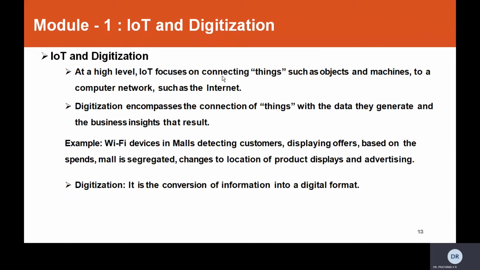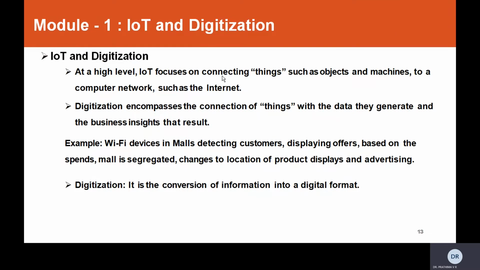At a higher level, IoT basically focuses on connecting things such as objects, machines, computer networks, and the internet. Digitization, on the other hand, encompasses the connection of things with data. And just make a note, it's the data generated by the things, provided from the things, that gives business insights to the actual technology. And that's what we call digitization.